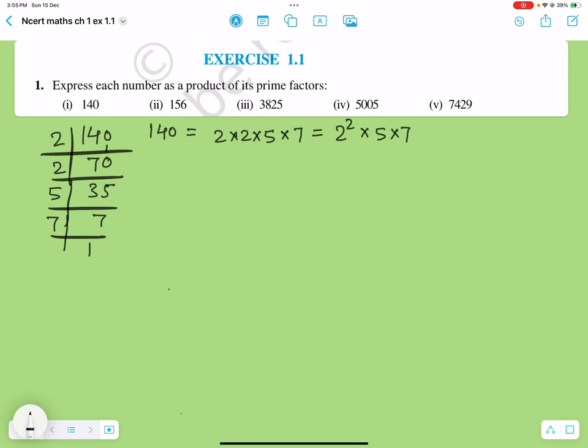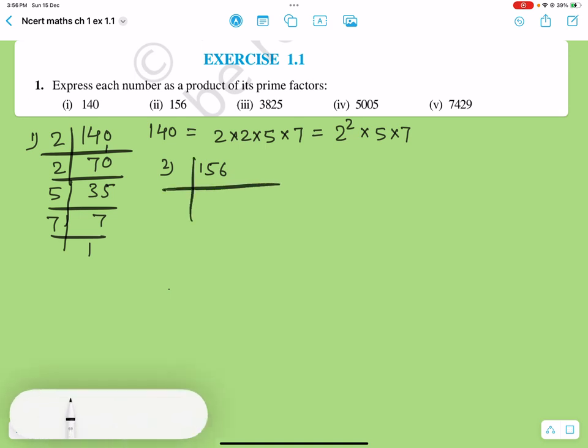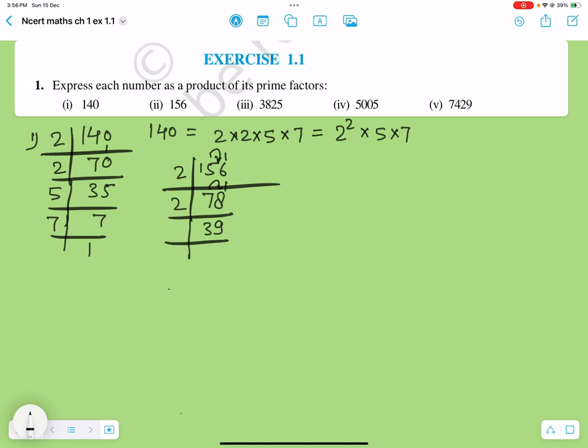Cool. So the next number would be 156. So we'll do the same thing with 156. Let me just erase this. Cool. So we'll try to do it with 2. 2 7s are 14 and then 1 goes here, becomes 16. 2 8s are 16. Again with 2 because 8 is an even digit. So 2 3s are 6 and 1 goes to the tens place, so becomes 18. 2 9s are 18 and then it's not going to be divided by 2.